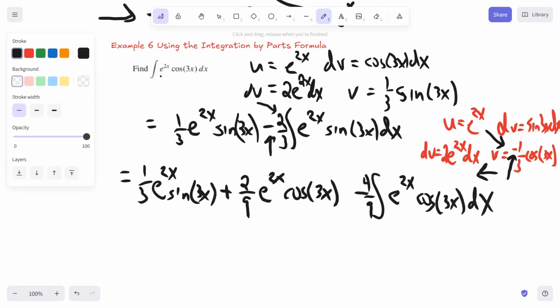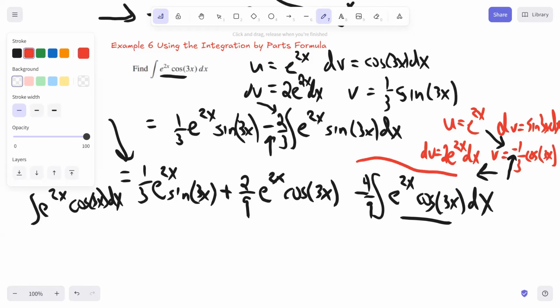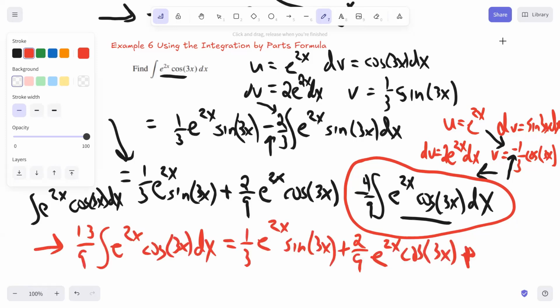You might notice that the integrand is back to where we started. If I rewrite the original problem here, these are equal. What I can actually do is take the integral from the right side and bring it over to the left and have it combined, because those are like terms. So you have 4/9 plus one of them. 9/9 plus 4/9 would be 13/9. So then you would multiply by the reciprocal of 9/13.